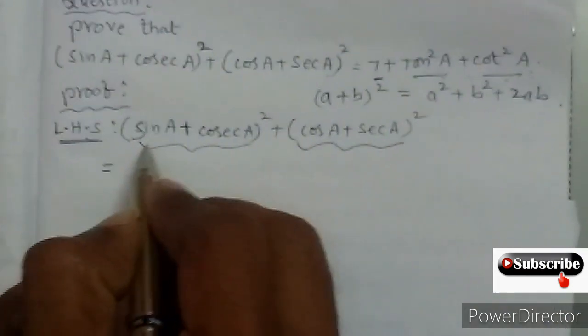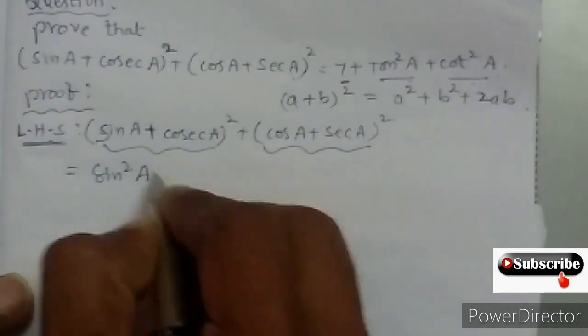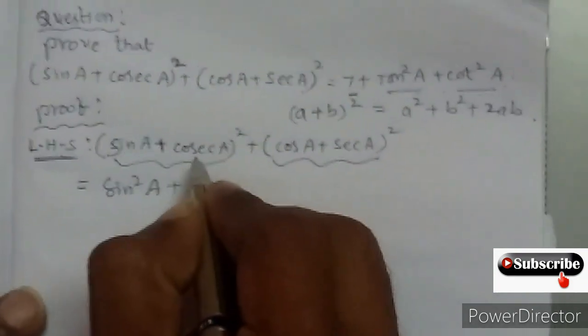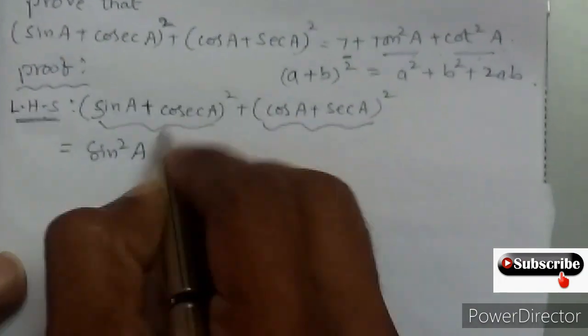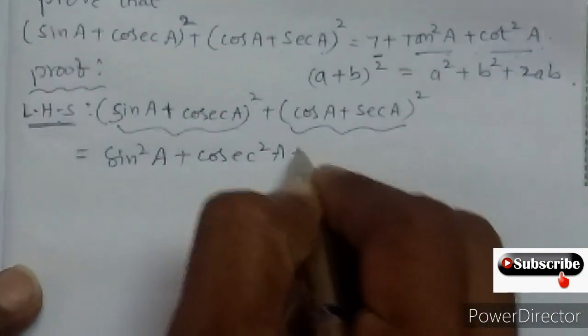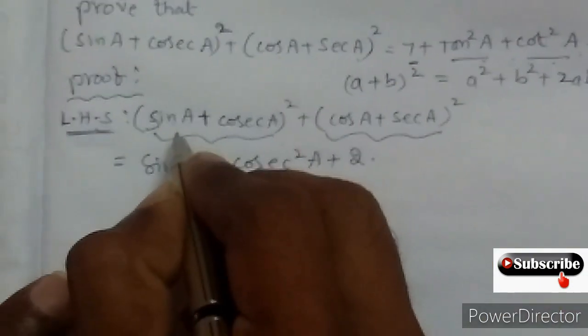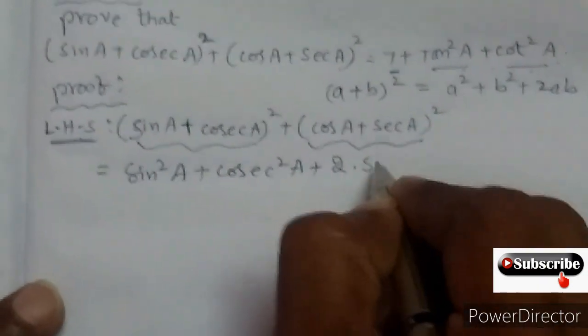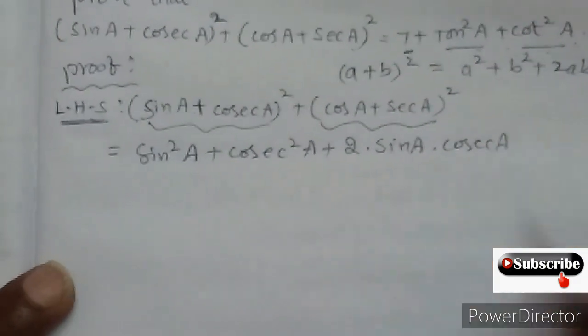So A square means sin square A. We have to square the first term, plus B square means square the second term. That is, second term is cosecant A. Square it. That is, you will get cosecant square A plus 2AB means 2 into A means first term, that is sin A. B means second term, that is cosecant A.